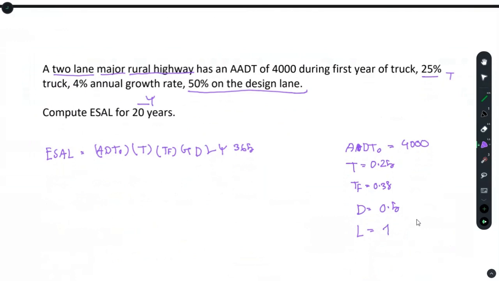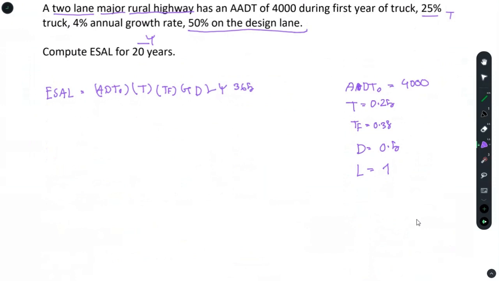You need to know the value of Y. You are asked to find out the ESAL for 20 years, so Y is 20. The only thing that we didn't calculate is G. For G, we have three equations. We'll calculate it.